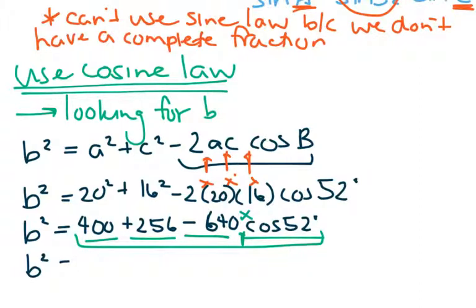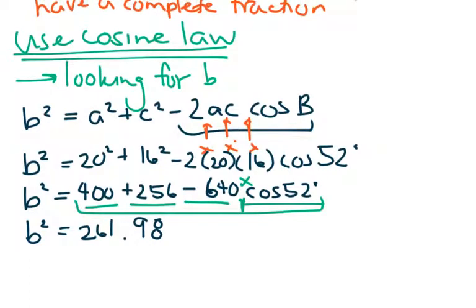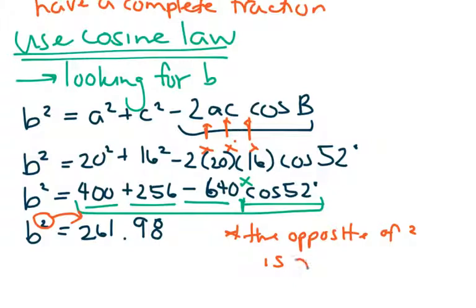And once you put that into the calculator, it looks like 261 point, and if we're rounding to two decimal places, 0.98. So you cannot say that we are done yet, because if you notice, b isn't by itself. There's a little squared here. So what we would do is take the square and bring it onto the other side. And we know that when we bring something from one side to the other, it becomes the opposite of that thing to undo it. So the opposite of squared is, do you know?